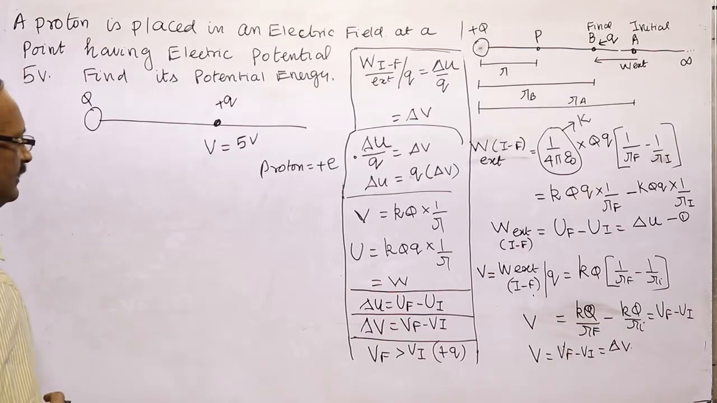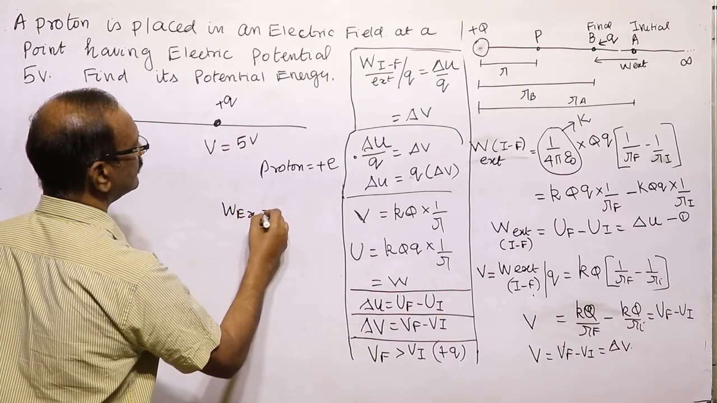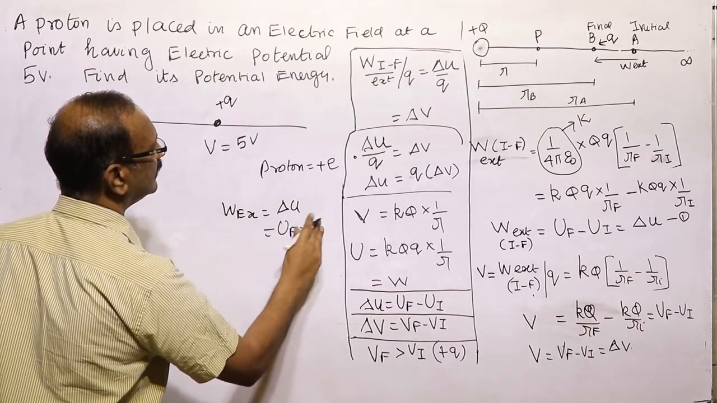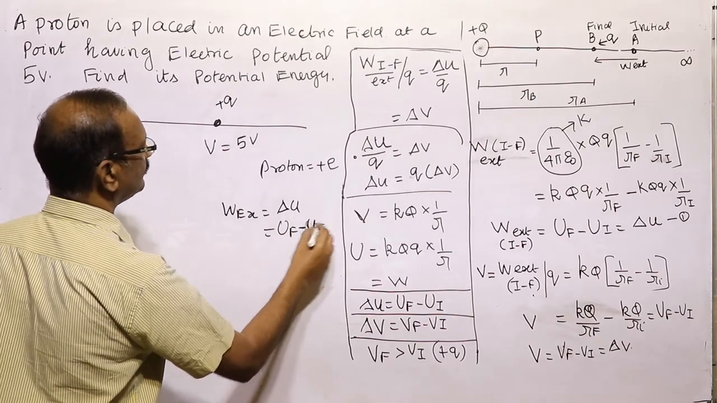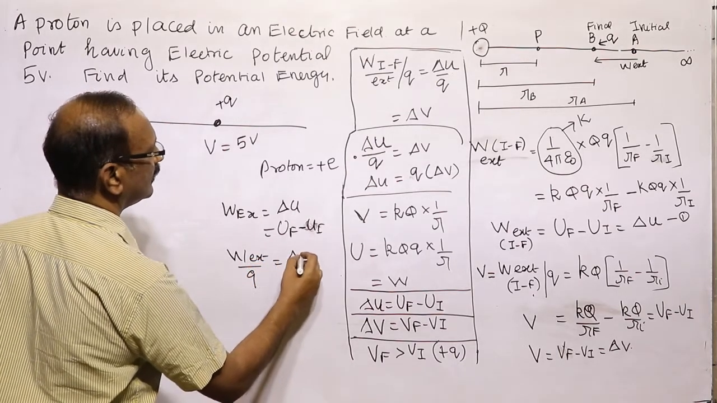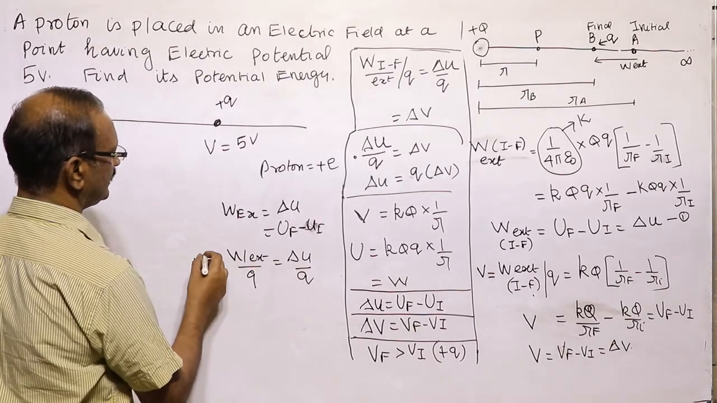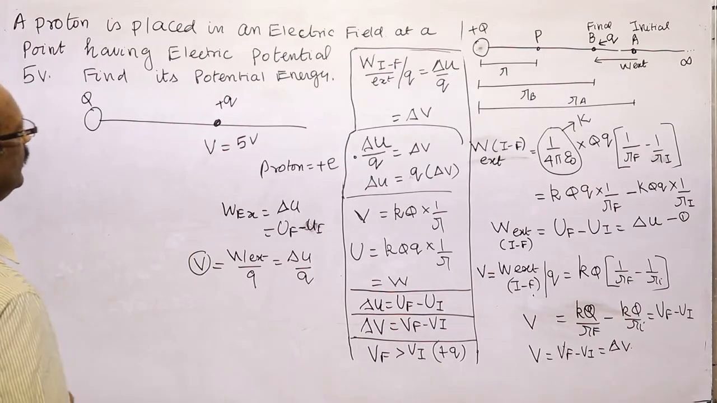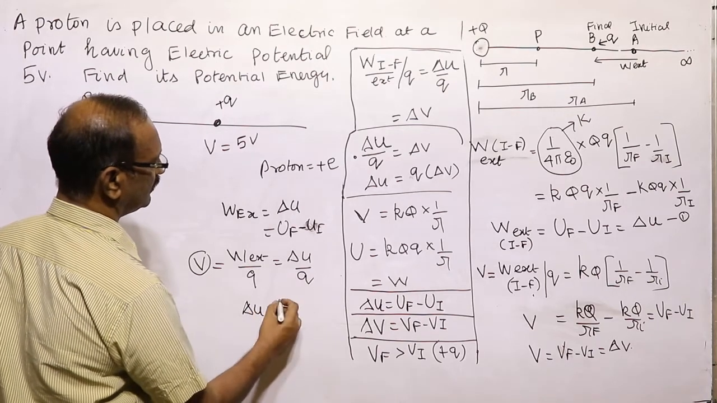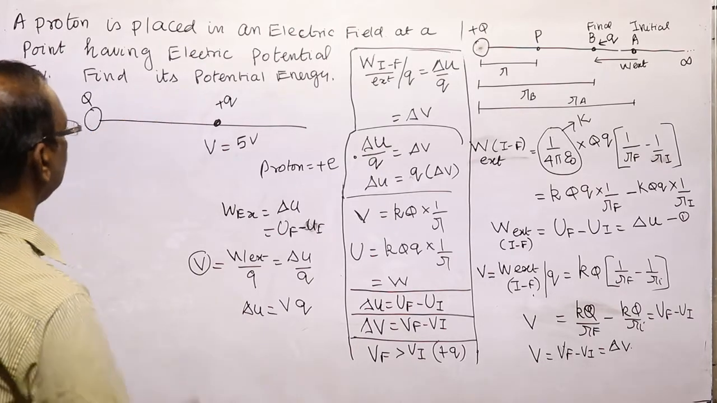Find its potential energy. As we have seen, work done by the external agent is equal to change in potential energy, that is potential energy final minus potential energy initial. So work done by external divided by Q is equal to delta U divided by Q, because both are same, which is equal to the potential at the point. This is the relation we are going to use. Now from here, delta U is equal to potential into Q. We want the change in potential energy.